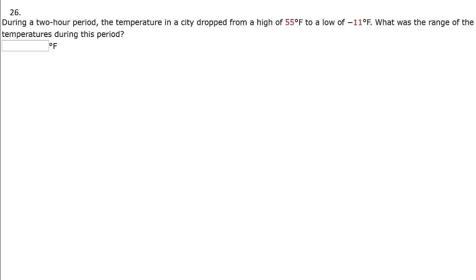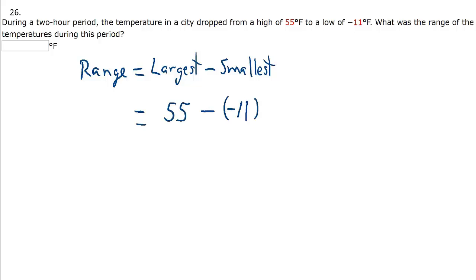Number 26. During a 2-hour period, the temperature in the city dropped from a high of 55 degrees Fahrenheit to a low of negative 11 degrees Fahrenheit. What was the range of temperatures during this period? Again, the range is just the largest value minus the smallest value. The largest, which is the high, was 55. The smallest, which was the low, was negative 11. But when you subtract a negative, it's like adding. So you get 55 plus 11, which is 66 degrees.